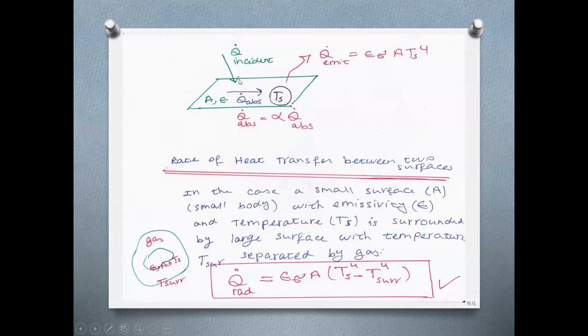Part of the incident radiation will be absorbed. The body will absorb that radiation. Part of it will be reflected. A fraction of it will be reflected. Rho is the reflectivity coefficient. You multiply by Q dot, and a fraction of it will be reflected, back to the rest of the world. Part of it will be absorbed by the body, and part of it will be transmitted through the body, right? The part that will be absorbed is alpha, which is called absorptivity, multiplied by Q dot incidence.